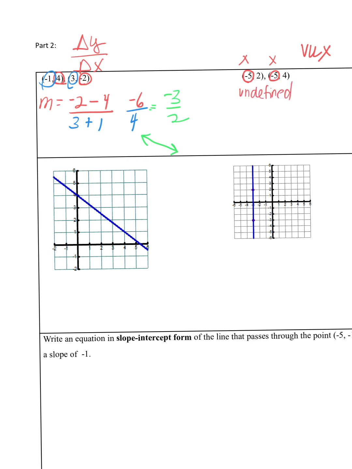Now, if we forgot that, and if we want to do the slope formula, we would start with our change in y over change in x. And we would have that this is 4 minus 2 over -5 minus a -5. And we would see that division by 0. And when we see division by 0, we know that we don't divide by 0 and that our slope is undefined.